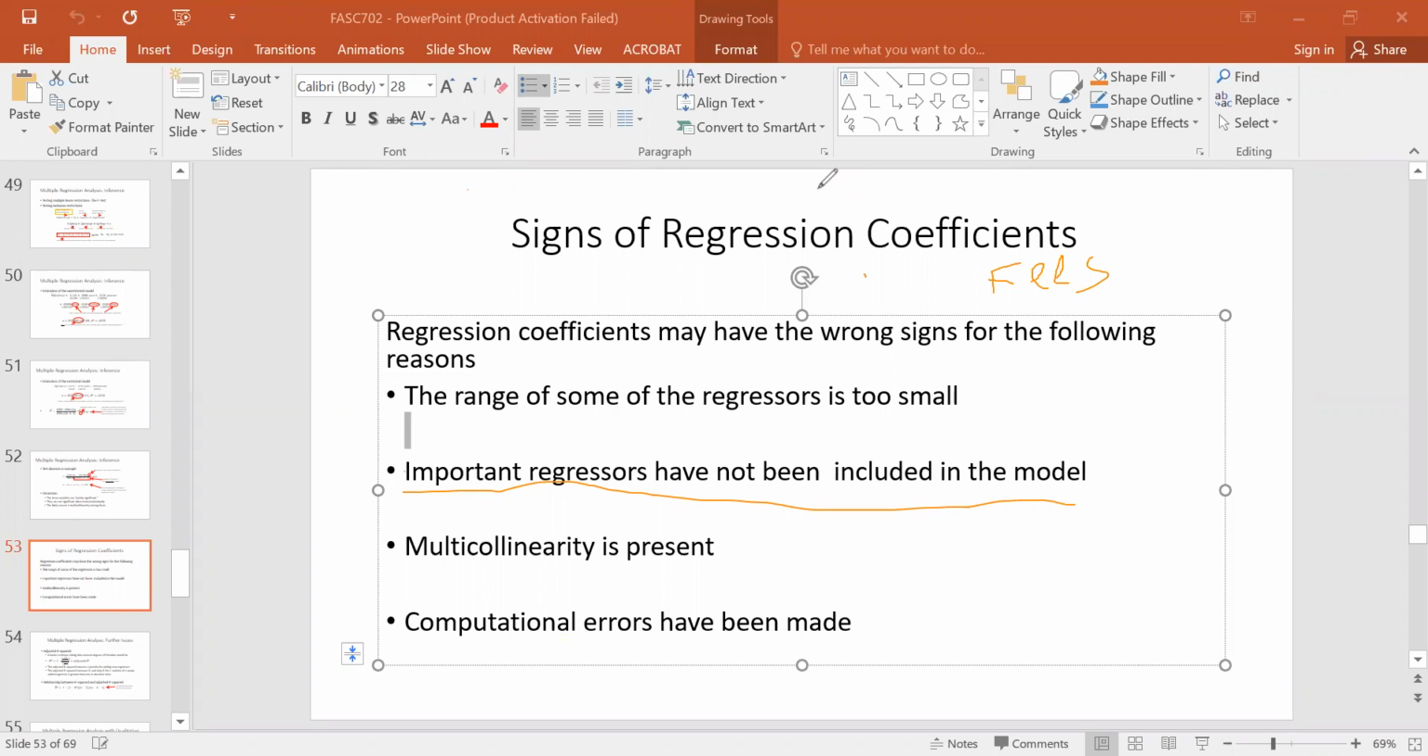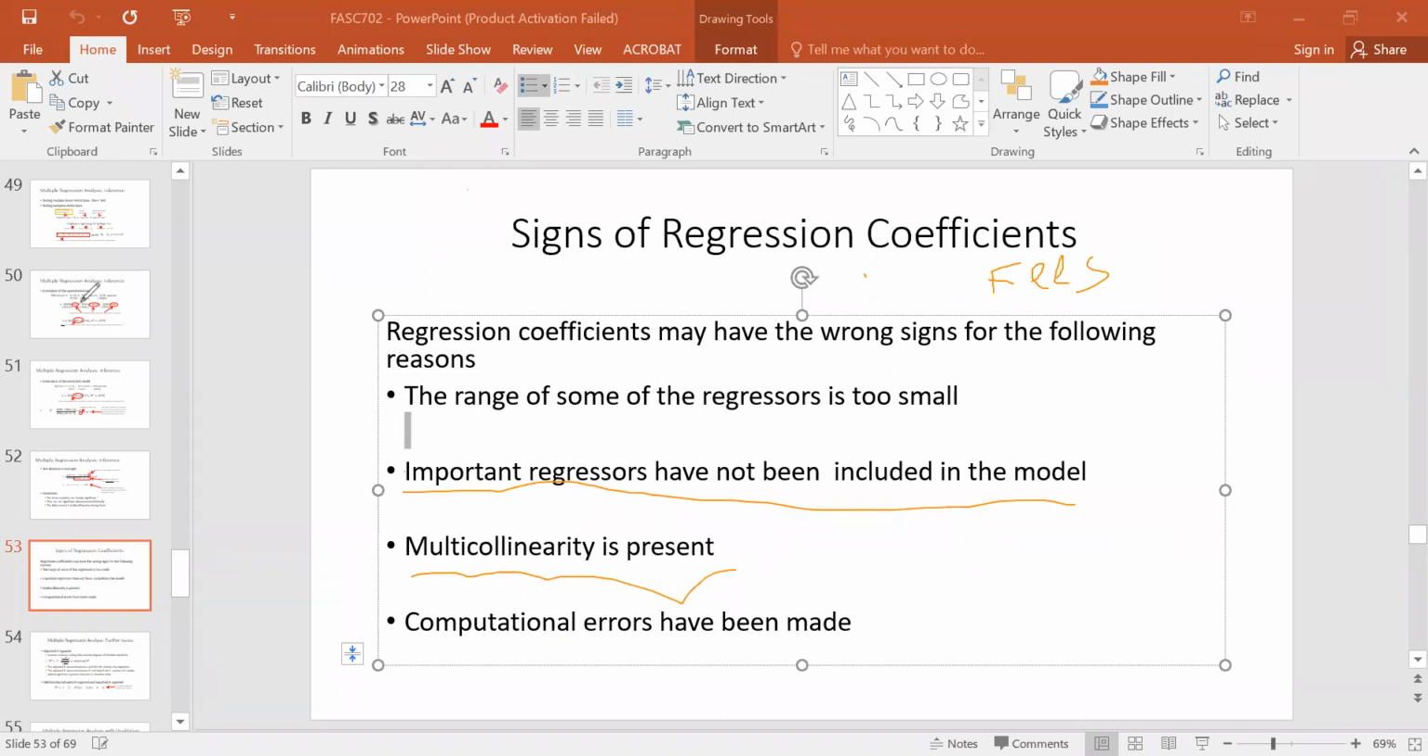So he was able to correct a wrong sign from positive to negative. And it was wrong because he did not include an important variable. Okay, I hope that makes sense. And you could have the wrong sign if multicollinearity is present.